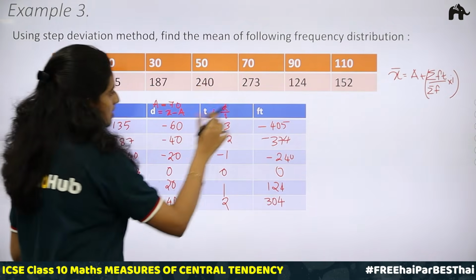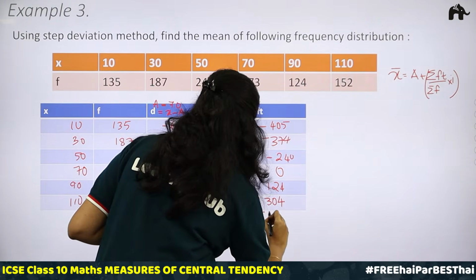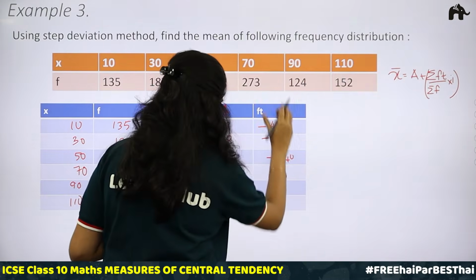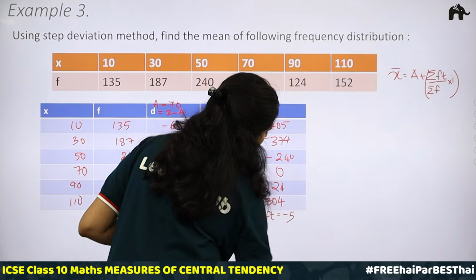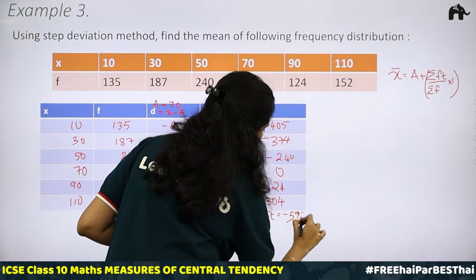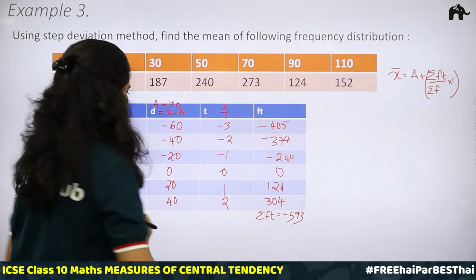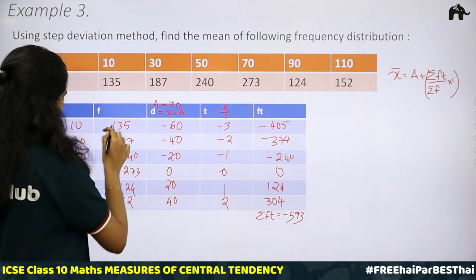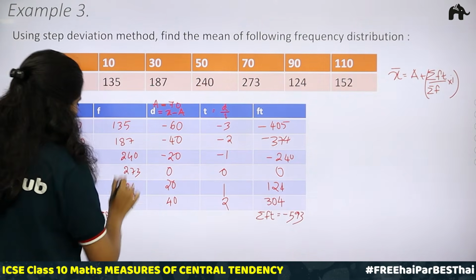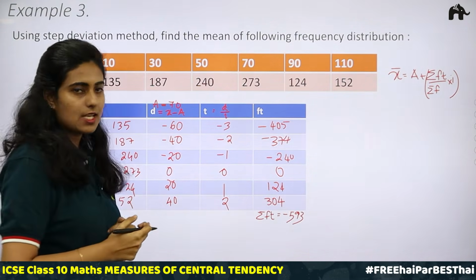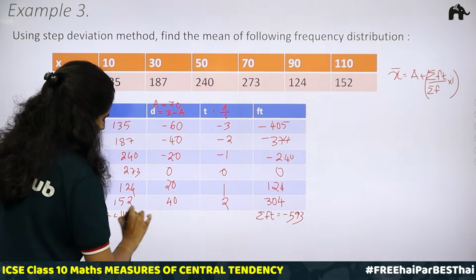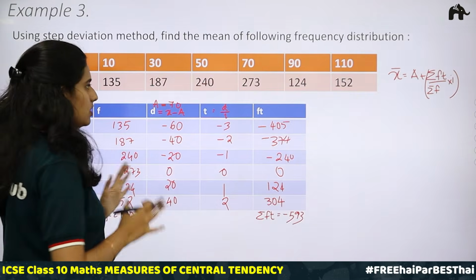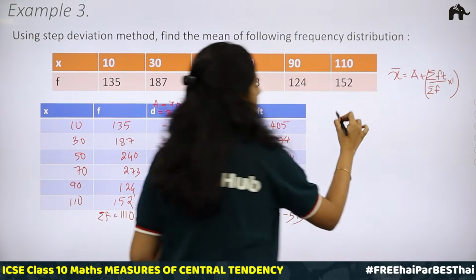So taking the sum of ft, summation ft. When you add all these values, you will be getting minus 593. Okay, minus 593. Next, when you add all the frequencies, here we have the frequencies. When you take the sum of frequencies, you will be getting 1110. Okay, 1110. Now, how to find mean?